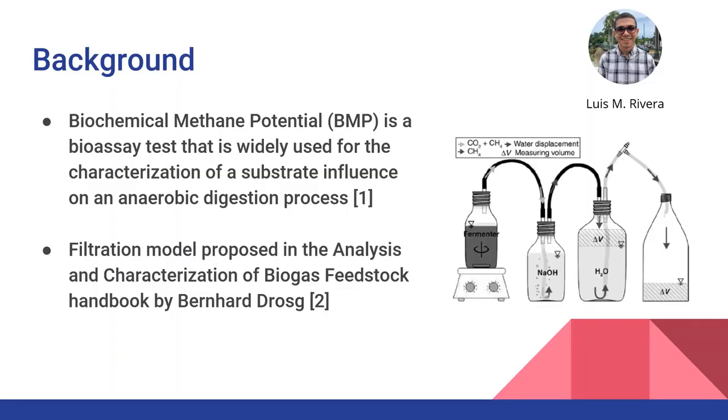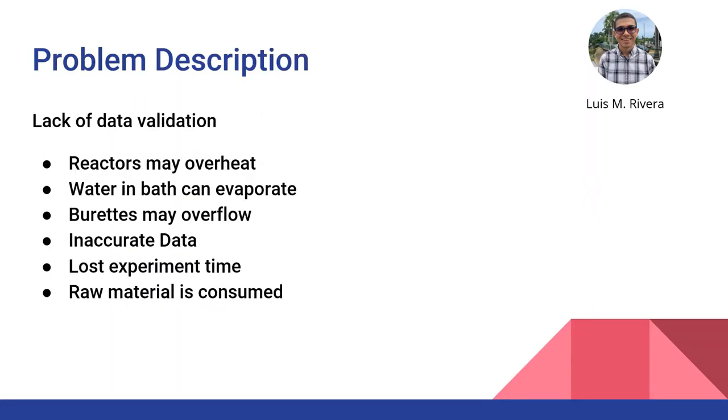by Bernhard Drosk. This system consists of 4 different phases: digestion process, unwanted gas filtration, methane confinement, and discharge water storage. The client improved Drosk's system and automated data collection.